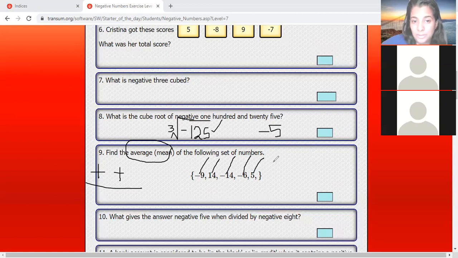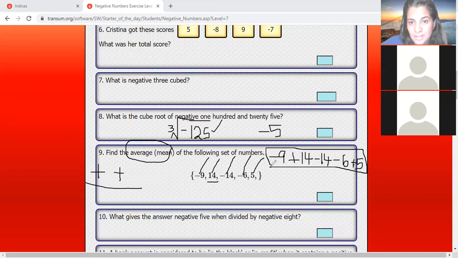If you want to work this out easily, you learn to press your calculator. You start with negative 9, plus 14, plus negative 14, which means it's going to be minus 14, and then plus negative 6 means minus 6, and then plus 5 is the last thing. So you must work out the total, and then you take that answer and divide by 5 terms. And that's your average. Got it?